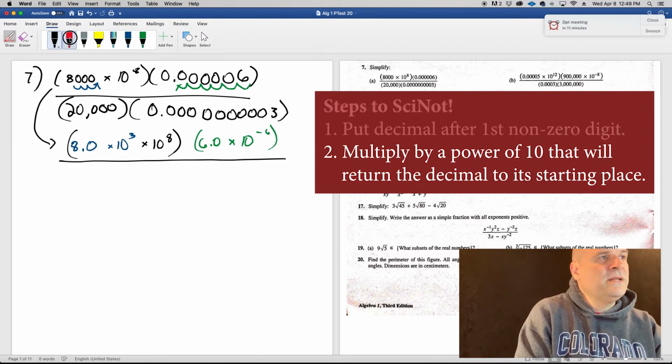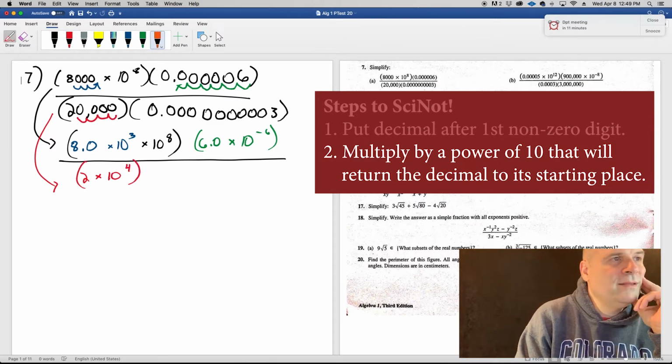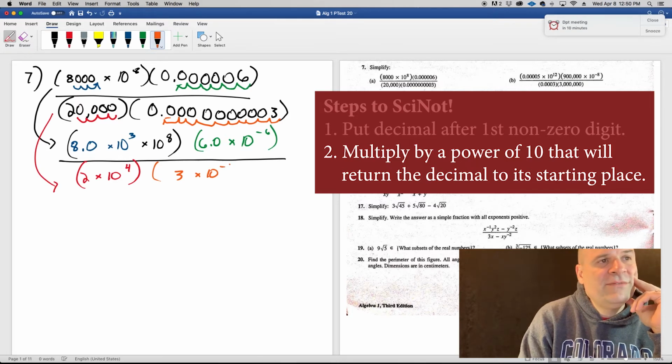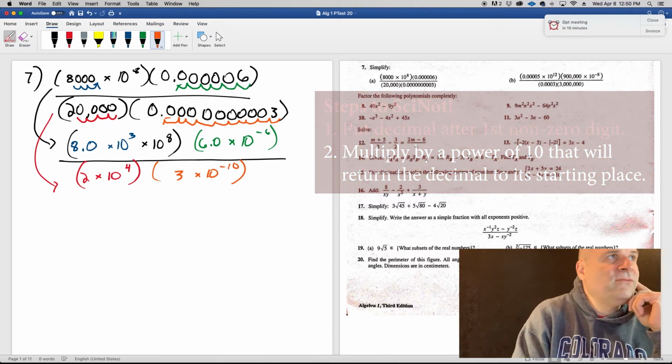Well, let's put this one in scientific notation. That's 2 times 10 to the 1, 2, 3, 4. And then this guy is going to be 3 times 10 to the, okay, 1, 2, 3, 4, 5, 6, 7, 8, 9, 10. So 10 to the left. All right, now we simplify.